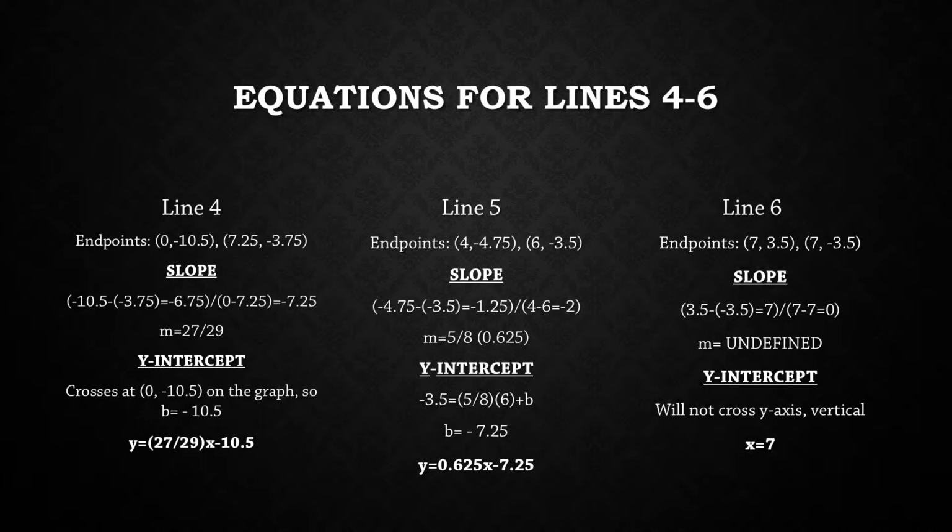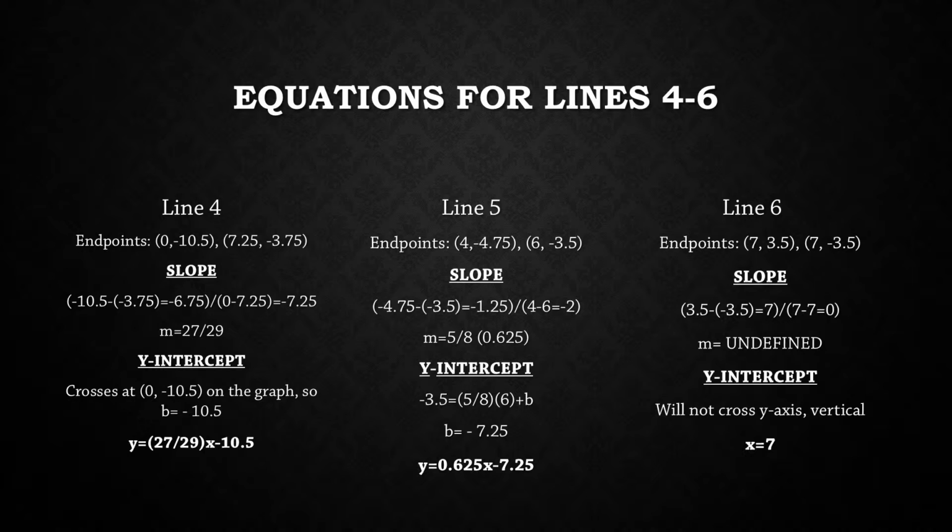For line 5, the endpoints were 4, negative 4.75, and 6, negative 3.5. The slope is found the same way as lines 1 through 4, just taking the y values and subtracting them, then dividing that by subtracting the two x values. In this case, negative 4.75 minus a negative 3.5 equals negative 1.25. Divide that by 4 minus 6, which is negative 2. After that, we find that the slope is 5/8, or written in decimal form is 0.625.